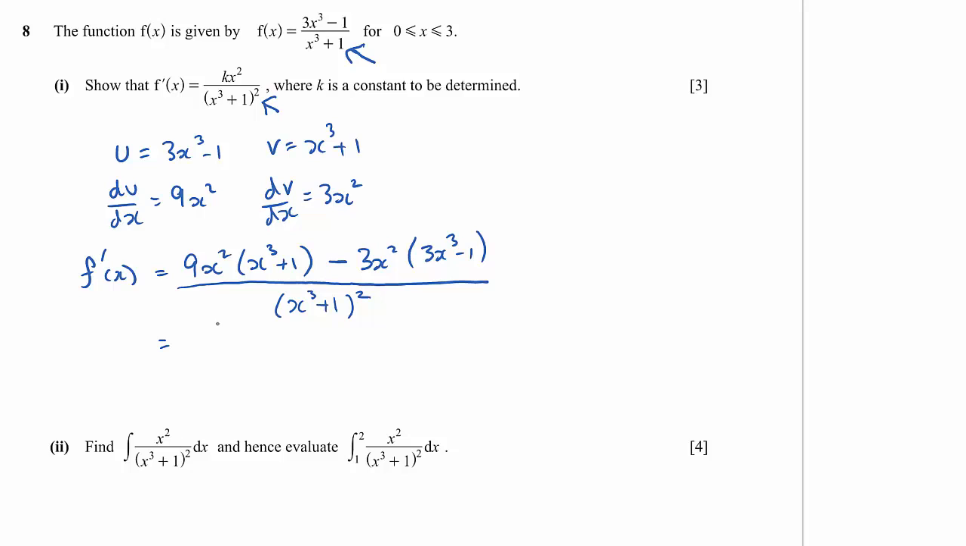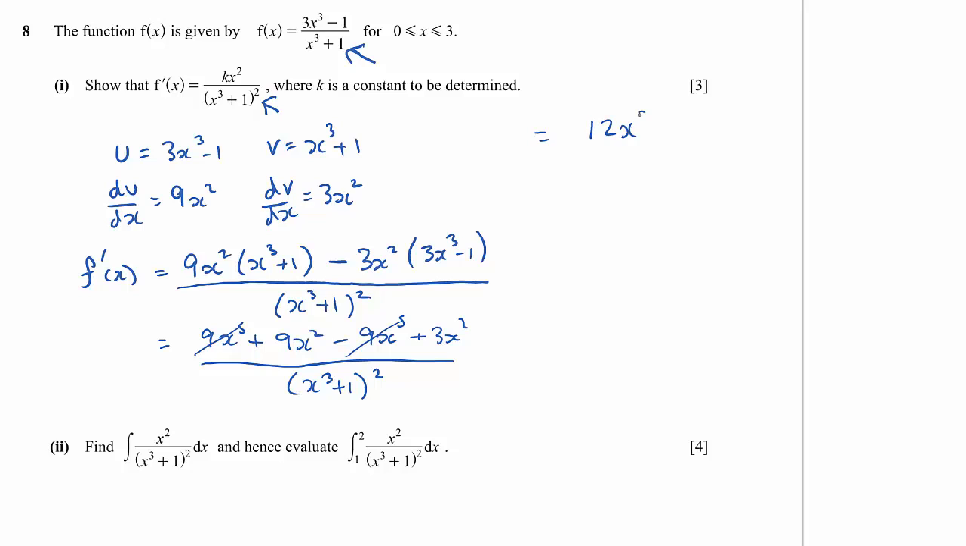So expanding out on the top here, we're going to get 9x to the 5 plus 9x squared. Then we'll take away 9x to the 5 plus 3x squared, all over x cubed plus 1 squared. And we can see those 9x to the 5s are going to cancel out. So we'll end up with 12x squared over x cubed plus 1 squared. And that means that k is equal to 12.